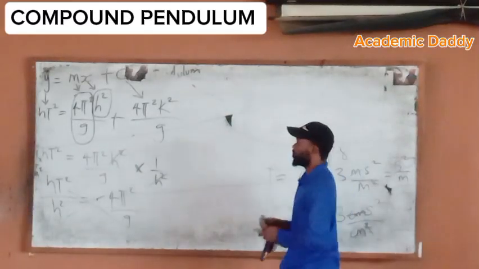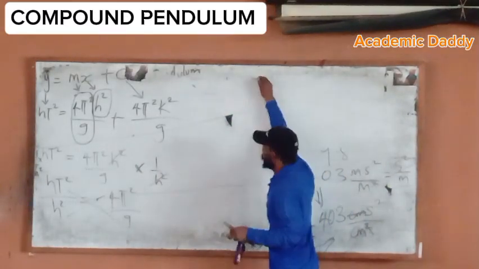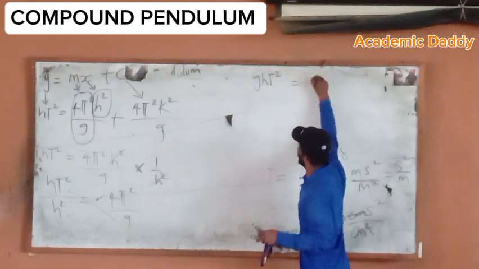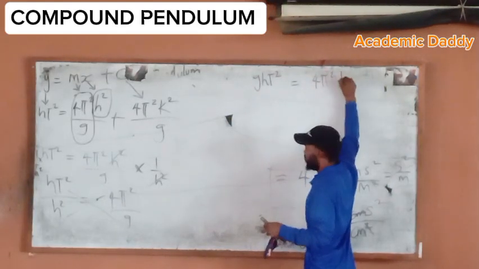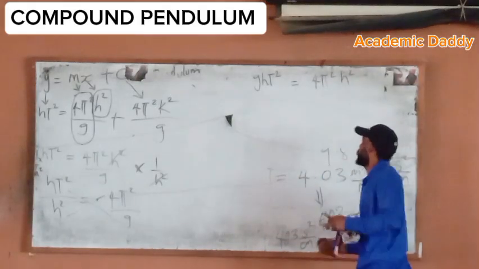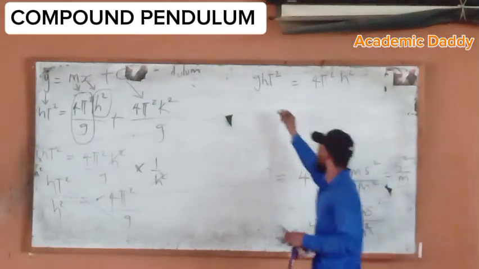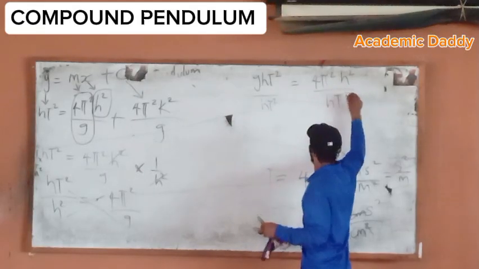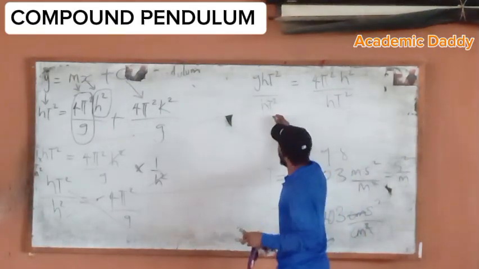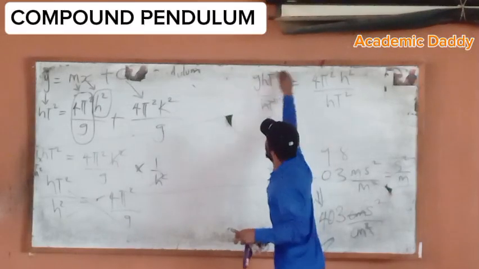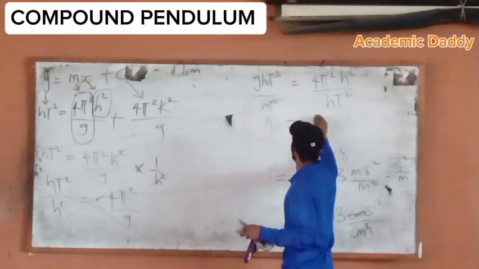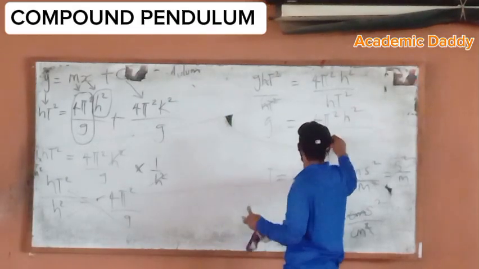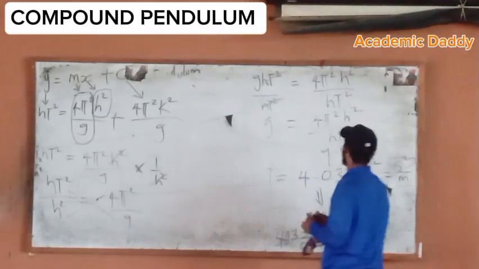Can you snap it? So this is going to be sent as saying T squared is equal to 4 pi squared L over G. So we can divide both sides by T squared, so that I now have G is equal to 4 pi squared L over T squared. Alright.